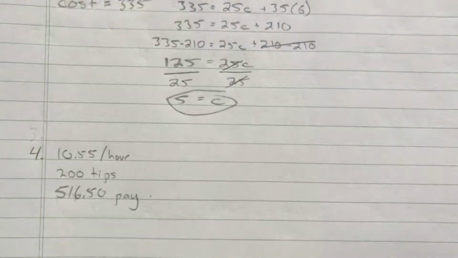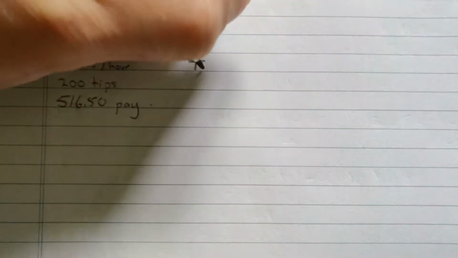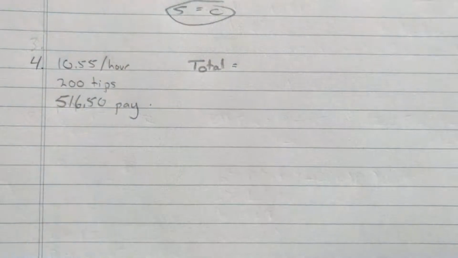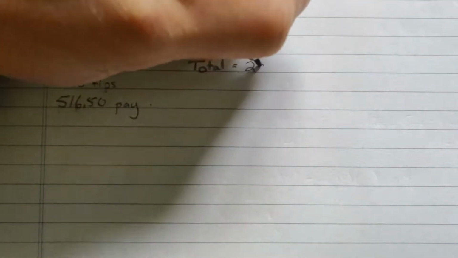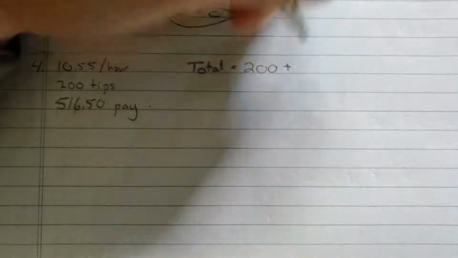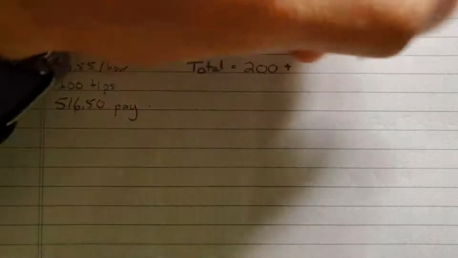So we've got that information there, and we need to make an equation that relates all this information together. So thinking about hours worked and money made and the tips, he's making a total. So how much does he make? A total, we'll say, is his total pay. In this case, his total pay, well, he's going to get his $200 in tips on average each week as part of his pay, plus he's getting $10.55 an hour.